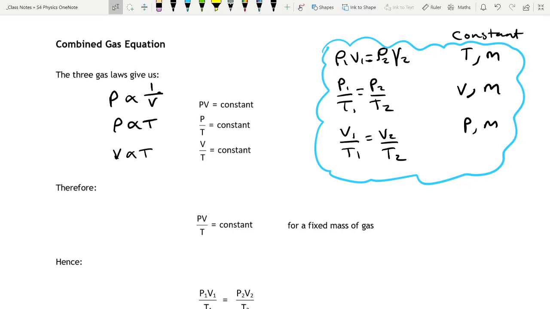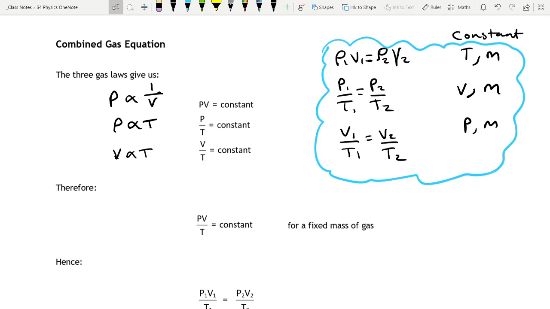Okay, I've also just written down the relationships. So pressure is inversely proportional to volume, or is proportional to 1 over volume. Pressure is proportional to temperature, and volume is proportional to temperature. So I would suggest you write all those down because it's quite a good way to very briefly glance at and see what the relationships are and what the constants are.